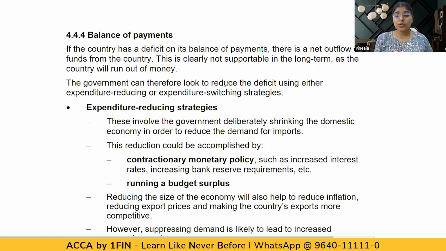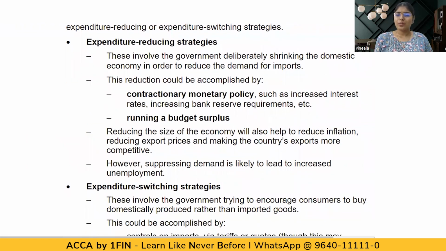The government can therefore look to reduce the deficit using either expenditure reducing or expenditure switching strategies. As a deficit is clearly not good for the economy, what will the government try to do here? The government will follow either the expenditure reducing strategy or the expenditure switching strategy. Let's make these two concepts clear. What is this expenditure reducing strategy? See, the word itself makes things clear for you. Expenditure reducing means that through this strategy, I am trying to reduce expenditure in the country.